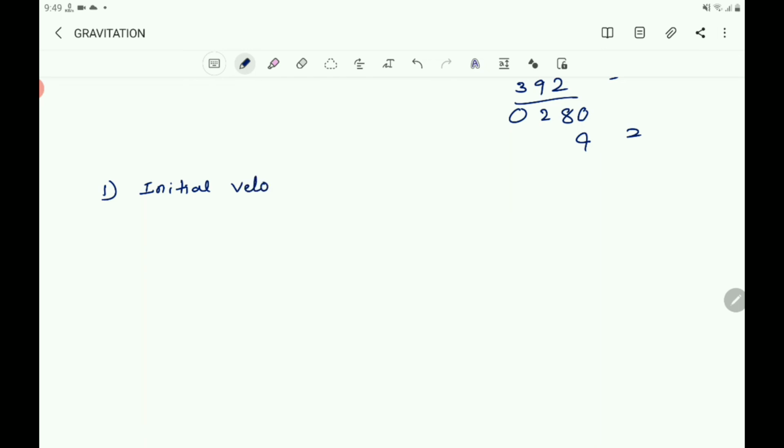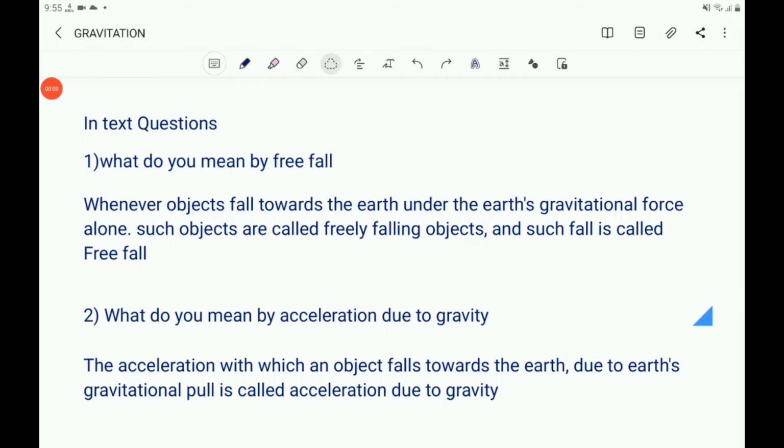Then the answer for the first question is: one is initial velocity u equals 14 m s to the power of minus 1, and the second one, time taken t equals 1.43 seconds. Now you write the answer for the in-text questions.